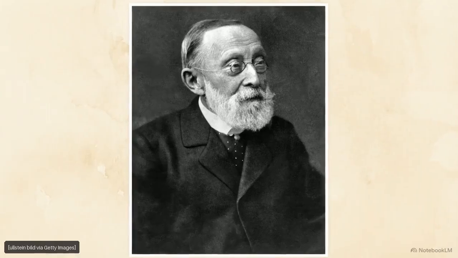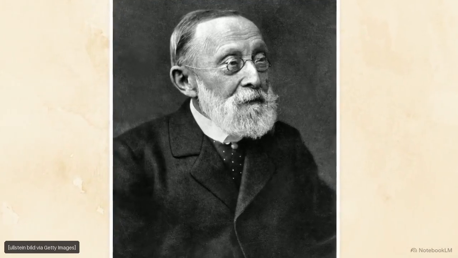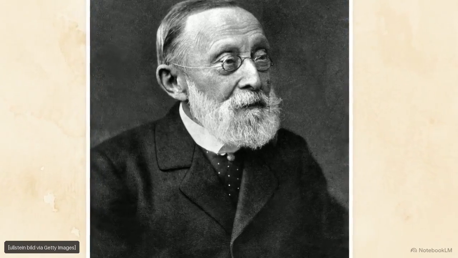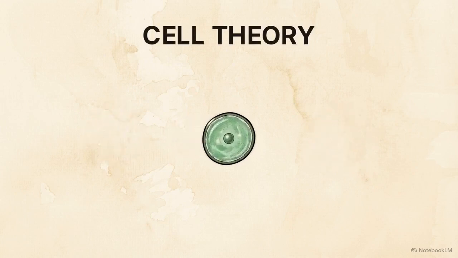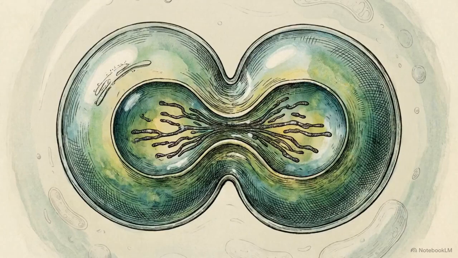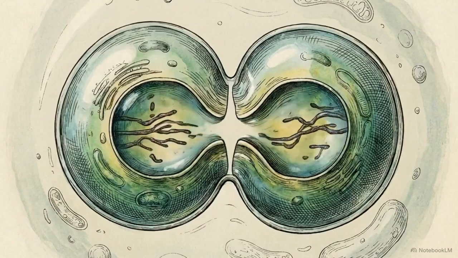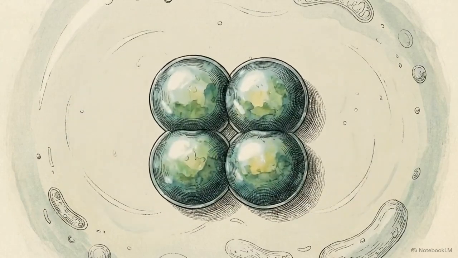By the 19th century, scientists like the one in this portrait, along with researchers Schleiden, Schwann, and Virchow, compiled these observations into the cell theory. They concluded that all plants and animals are made of cells, and that new cells arise exclusively from existing ones. Life does not generate spontaneously. Every organism today exists because of a continuous chain of cell divisions, unbroken for nearly 4 billion years.